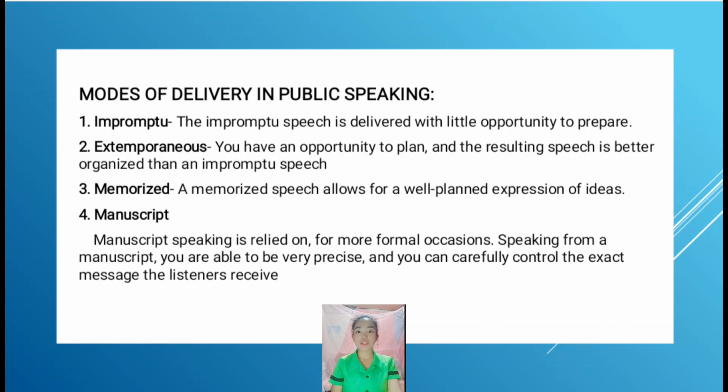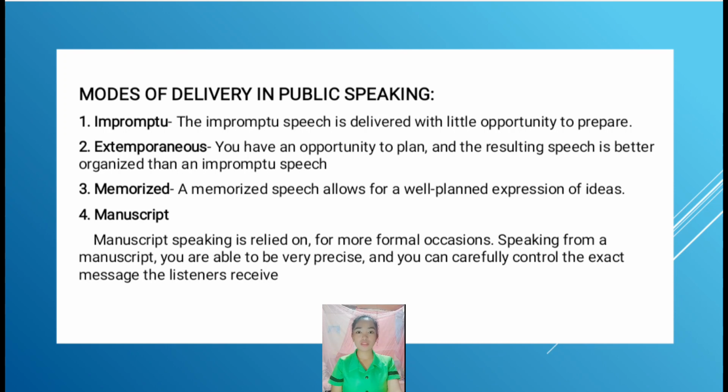Next is extemporaneous. Extemporaneous speech is somewhat more formal than impromptu speaking. You have an opportunity to plan, and the resulting speech is better organized than an impromptu speech. You will normally rely somewhat on notes, but you will not read to the audience or to the listeners. And most public speeches are delivered extemporaneously.